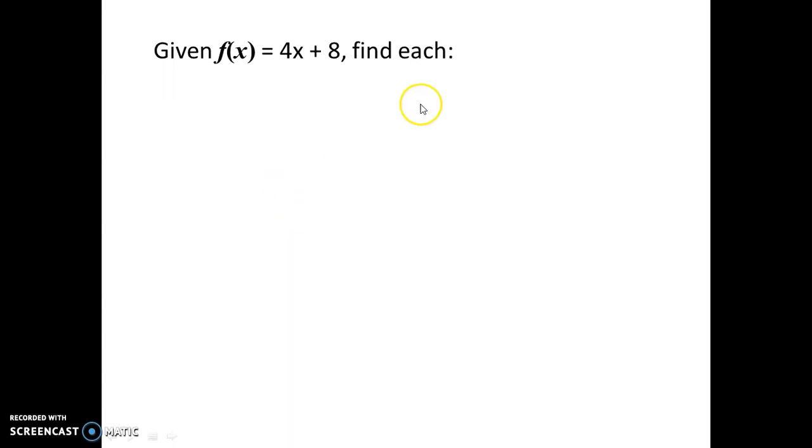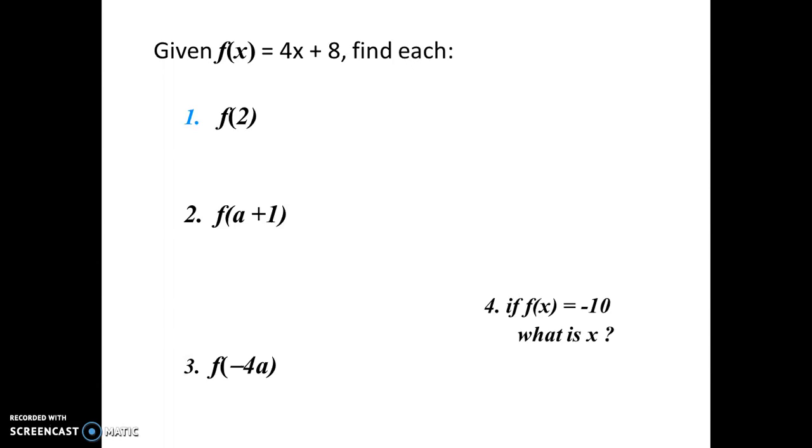Okay, on your page you have this one. Find each of these, so try to find f of 2. Okay, f of 2 is 16, you can check the work there. F of a plus 1, this is a little different.